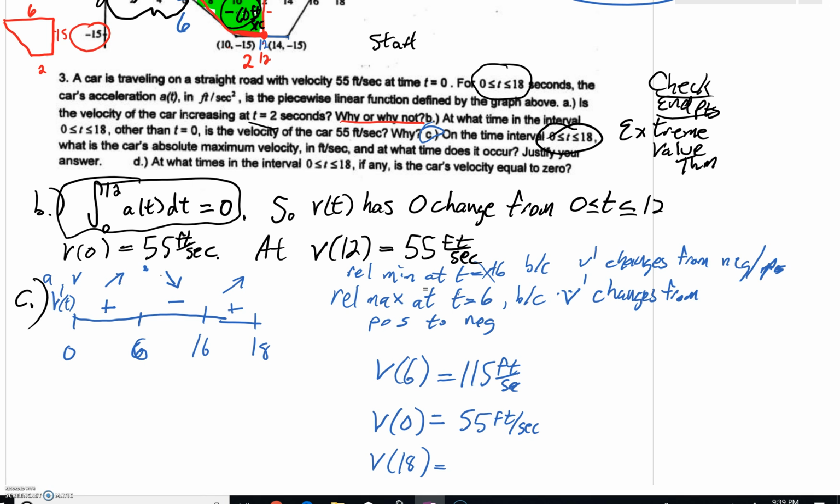We found the velocity at 6 by working out an integral, realizing the integral was a change in the velocity on a time interval. We added that change back to what we started with, and we found our velocity at 6. At t equals 0, they were very kind. If you look up at the top of the screen, I'm circling it right up here, they told us that we started with 55 feet per second.